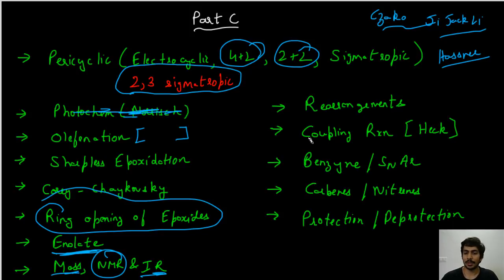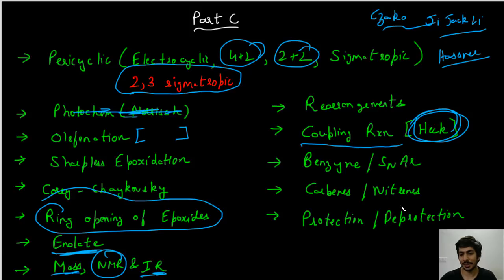Then coming on to coupling reactions. In coupling reactions, particularly you need to focus on Heck. This is most commonly asked, because over here also regioselectivity comes into the picture. Sometimes the stereoselectivity also comes into the picture. So Heck reactions are very important. Coupling reactions in general are quite simple, but in Heck, your stereochemistry and sometimes your regioselectivity and stereoselectivity come into the picture. That is why it is most commonly asked, right?